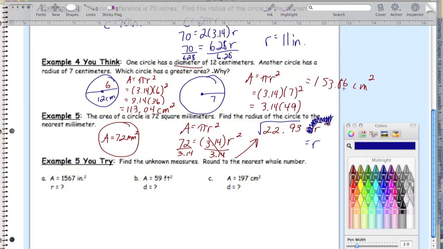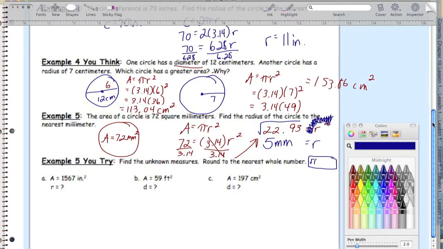So again, find your second button and the square root. On your screen you should get something that shows up like a little square root with a parenthesis so that you're ready to type that in. 22.93. I get 4.788527958. It says to the nearest millimeter, so this is going to be 5 because it's going to round up from 4.7 to 5 millimeters. And that's all there is to it.